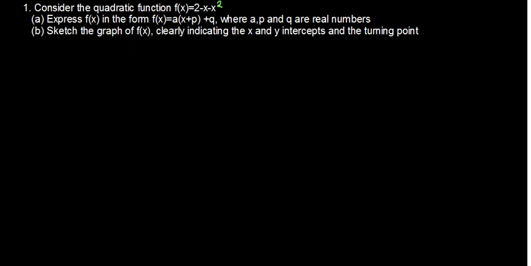Okay, question 1. Consider the quadratic function f of x is equal to 2 minus x squared. Express f of x in the form f of x is equal to a(x plus p) squared plus q, where a, p, and q are real numbers. Sketch the graph of f of x, clearly indicating the x and y intercepts and the turning point. So first things first, we need to complete the square. Express f of x in the form, meaning that we have to complete the square.